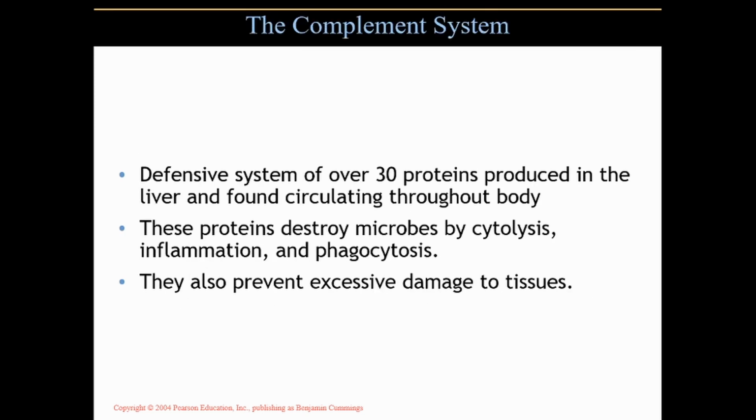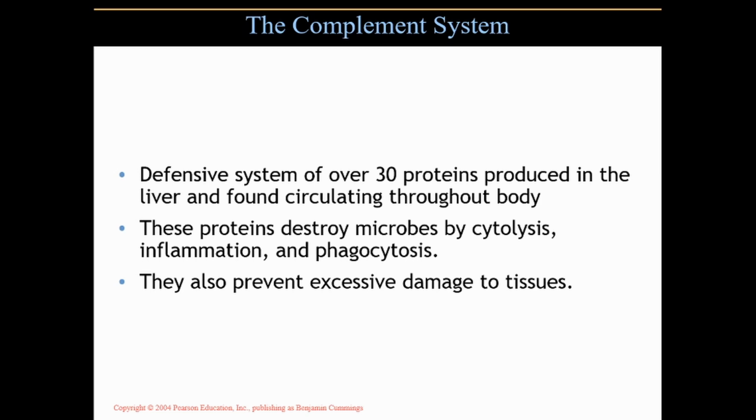The complement system. Look at the word itself, complement. It's not like compliment, like you look beautiful today, and it's so nice to see you, and my goodness, I love your outfit. No, this is complement. It's complementing something. In other words, it's helping it. It's joining in, and it's assisting. And so that's what this system is. It's a group of about 30 proteins produced in the liver, and they circulate throughout the body. And these proteins are working together to destroy microbes by cytolysis, so make them go boom, inflammation, and phagocytosis.